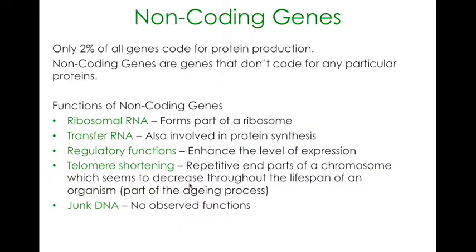Now, there are also non-coding genes. Only 2% of all genes actually code for protein production. The rest of them are non-coding, and they don't code for a particular protein, but they serve all these other parts as well. For example, some genes are ribosomal RNA, which form parts of the ribosome itself. The ribosome, if you remember from chapter 2, is the organelle within the cell that produces the protein. Some of them are tRNA, or transfer RNA, and they are also involved in the process, which we'll go over in a second.